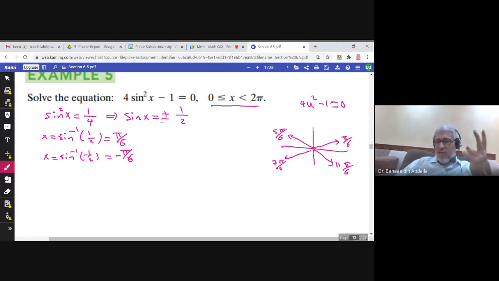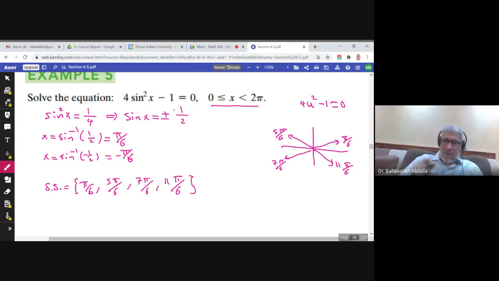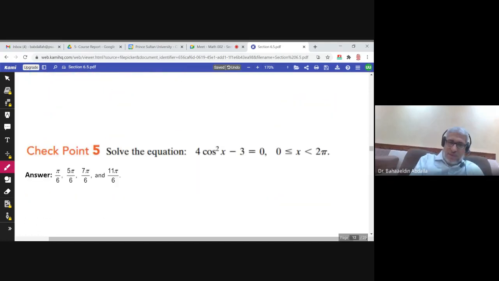Now, I have two equations here. One of them sine positive, so these would be the two solutions. And the other one sine negative, so these would be the two solutions. So for this equation, the solution set consists of all four solutions: pi over 6, 5 pi over 6, 7 pi over 6, and 11 pi over 6. And you can check 11 pi over 6, for example. Find 4 sine square 11 pi over 6 minus 1. Check that the answer is 0.